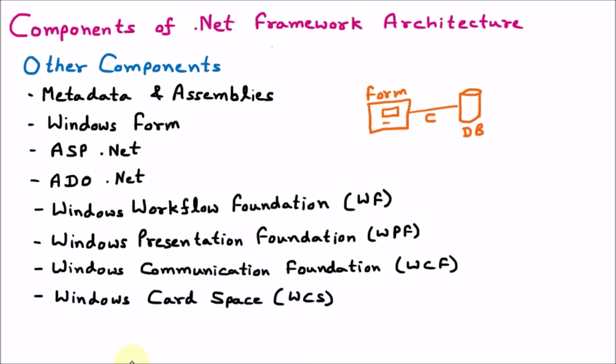Then the next component we have is the Windows CardSpace. The short form of Windows CardSpace is WCS. Now this Windows CardSpace is used to take the digital identity of the user. It means if a user is performing some action or using some application, that digital identity is stored with the help of these CardSpaces, and this is called Windows CardSpace or WCS.